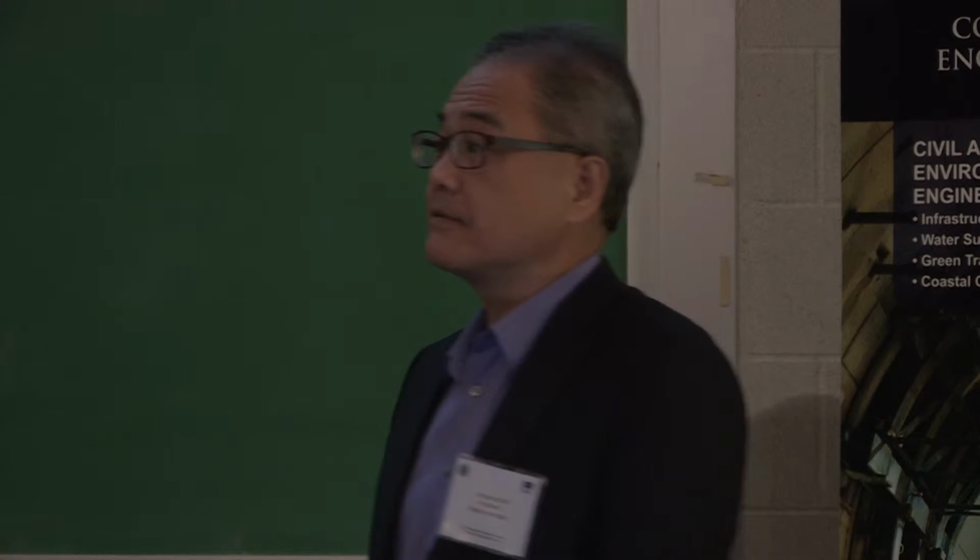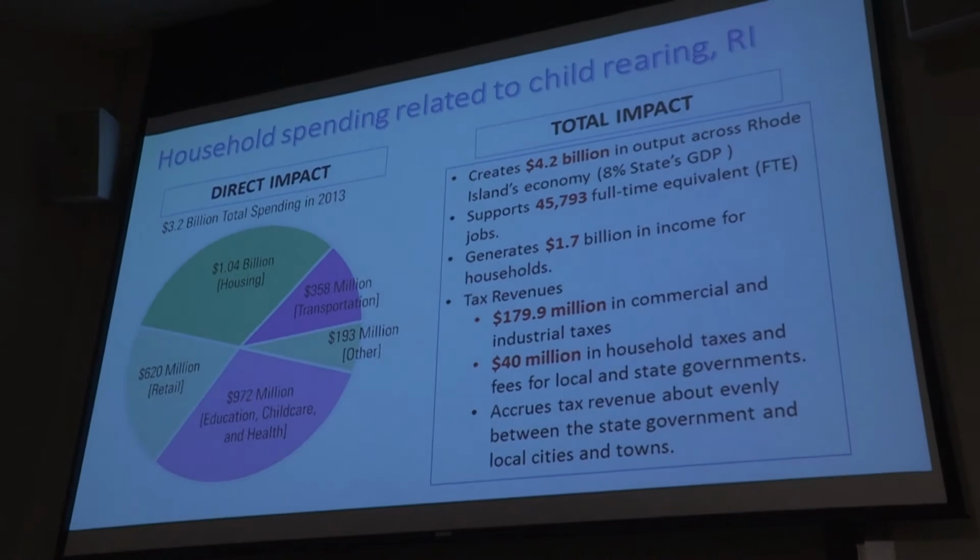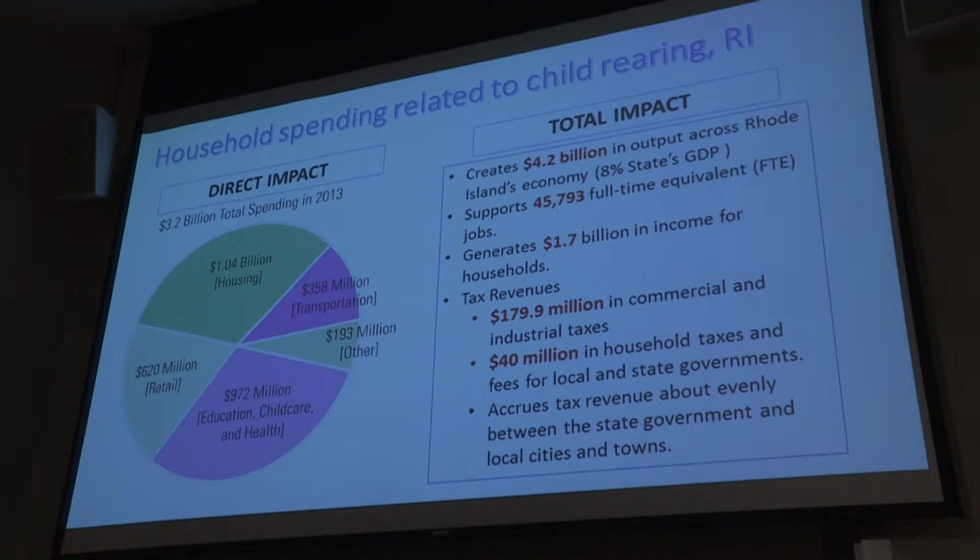So the total impacts, after going through these multiplier effects, will create $4.2 billion in output across Rhode Island's economy. And that's as big as 8% of the state economy, state GDP. So this is not negligible, this is quite a sum. And this also supports 45,793 full-time equivalent jobs. So it creates jobs.